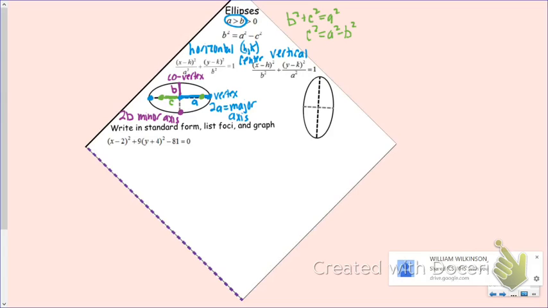To find the location of the focus, what we would do here, if you notice, it has the same y coordinate as the center. The x coordinate, though, is different by the distance of c. So what we do is we take the x coordinate, which is h, and we add and we subtract c. Then the k coordinate stays the same. So that's how I find my focus.